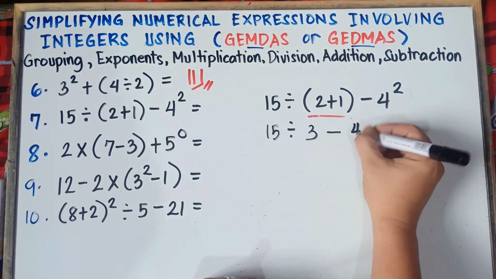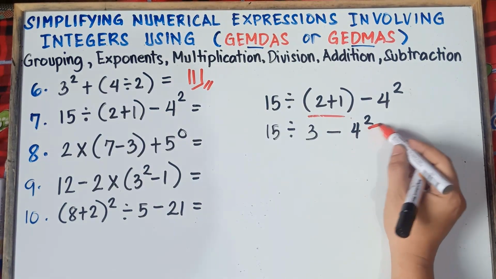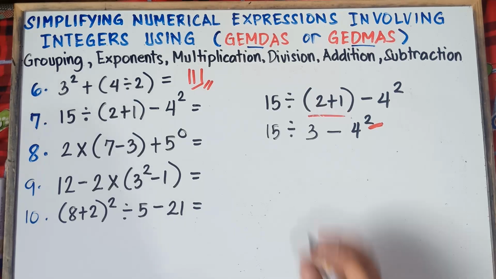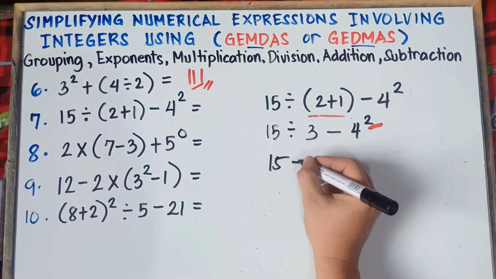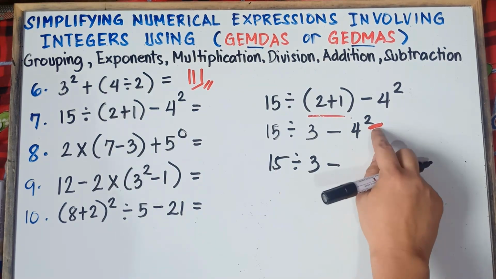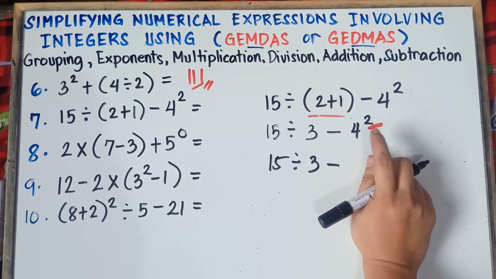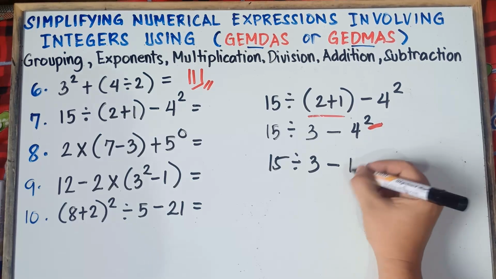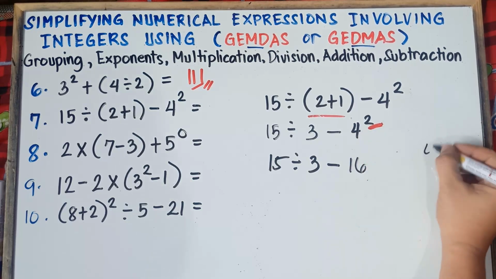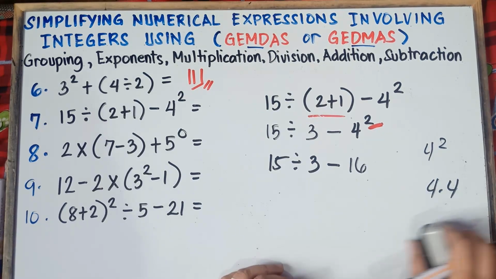Minus, then 4 raised to the power of 2. Alright, so simplify this one first. This exponent 2. So copy 15, divide 3, copy minus sign. Once again, if you have 4 squared, it doesn't mean 4 times 2, it means 4 times 4. So 4 times 4, that would be 16.